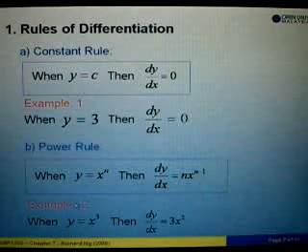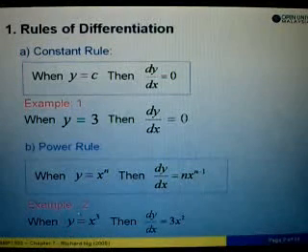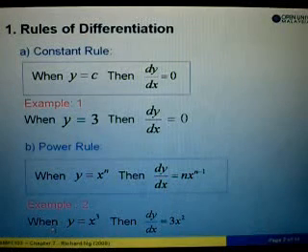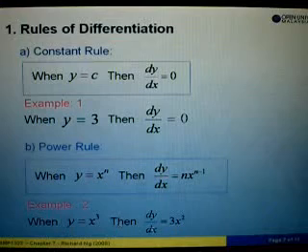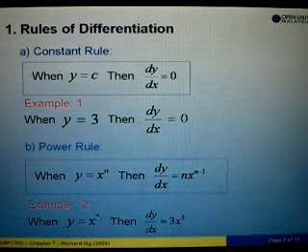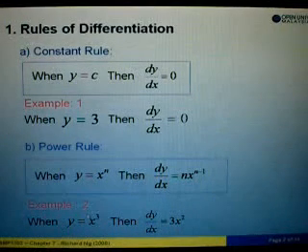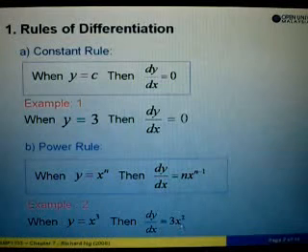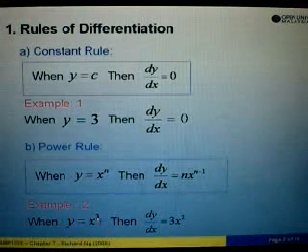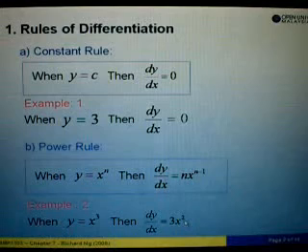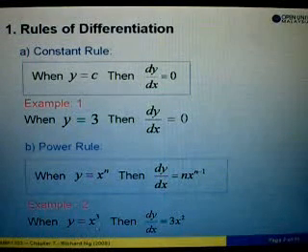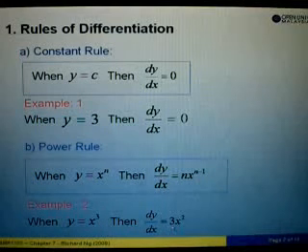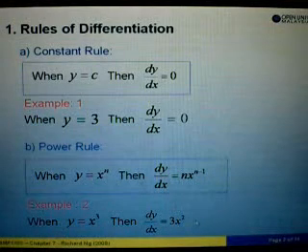Let's look at example 2 here. In example 2, we are given y equals x to the power of 3. So dy/dx will equal, bring down the 3 first, so we get 3x, and then the power 3 minus 1. So the answer is 2. Therefore, the dy/dx for x to the power of 3 is equal to 3x squared.